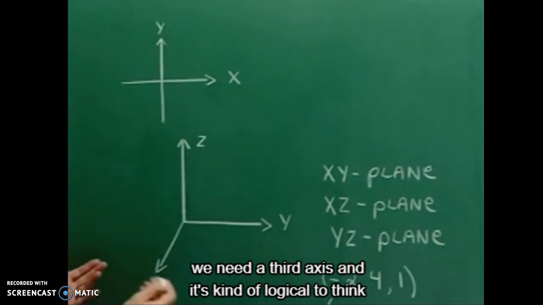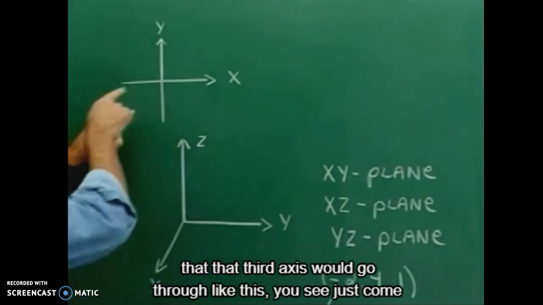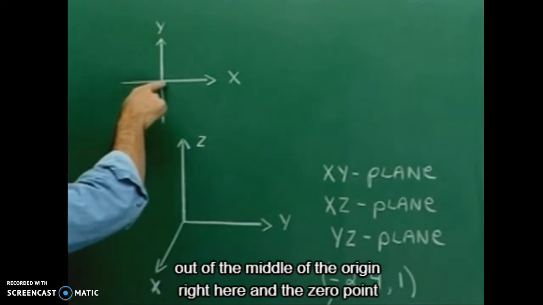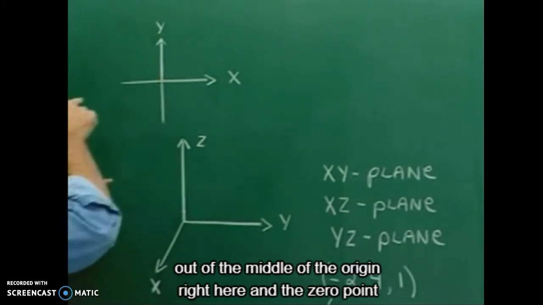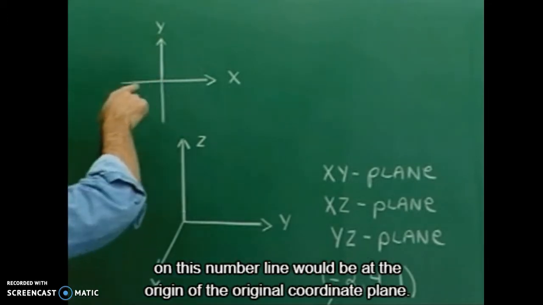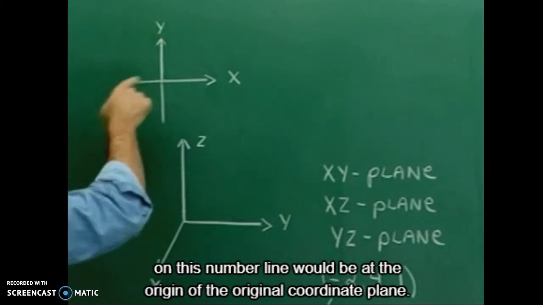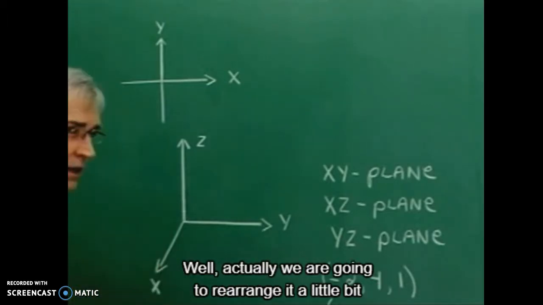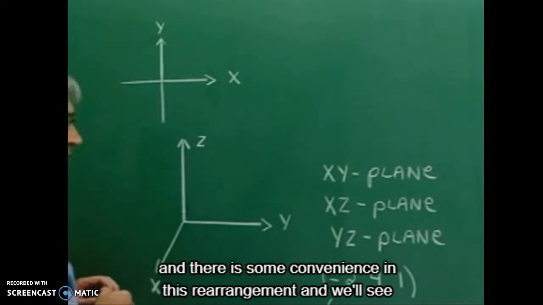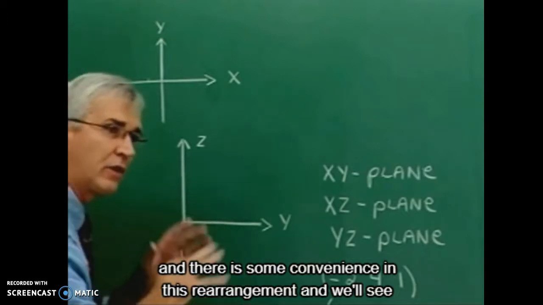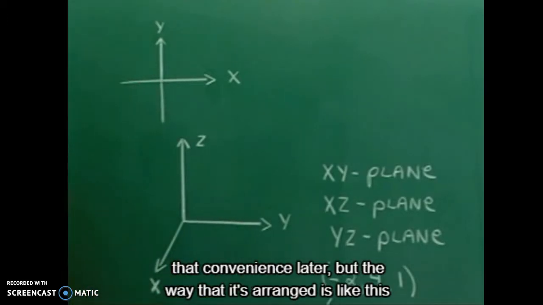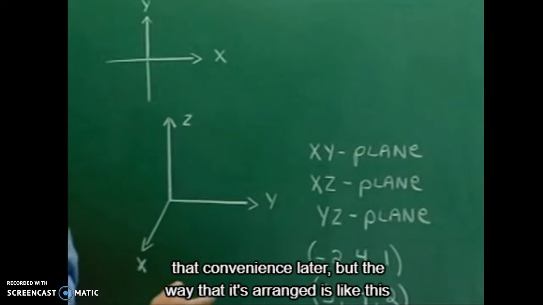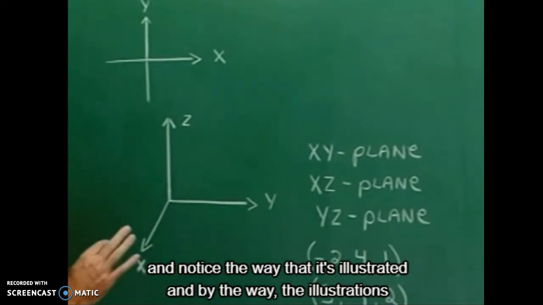And it's kind of logical to think that that third axis would go through like this. You see, it just comes out of the middle of the origin right here. And the 0 point on this number line would be at the origin of the original coordinate plane. Well, actually, we're going to rearrange it a little bit, and there is some convenience in this rearrangement, and we'll see that convenience later. But the way that it's arranged is like this, and notice the way that it's illustrated.